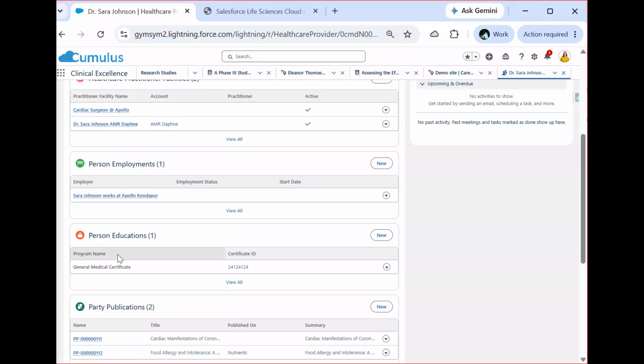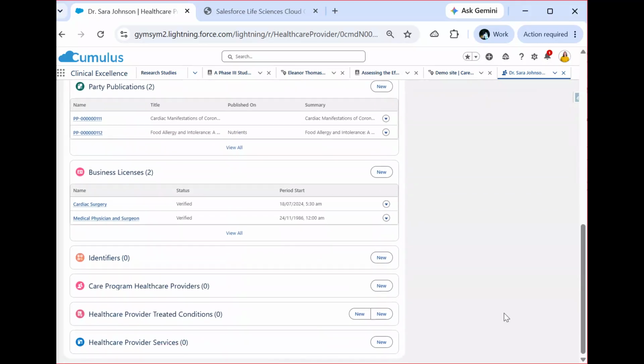Then who is the employer? What are the education credentials? Any publications done by that particular healthcare provider? Then any licenses if Sarah has, and there are other related lists also. Let's go back to the presentation.